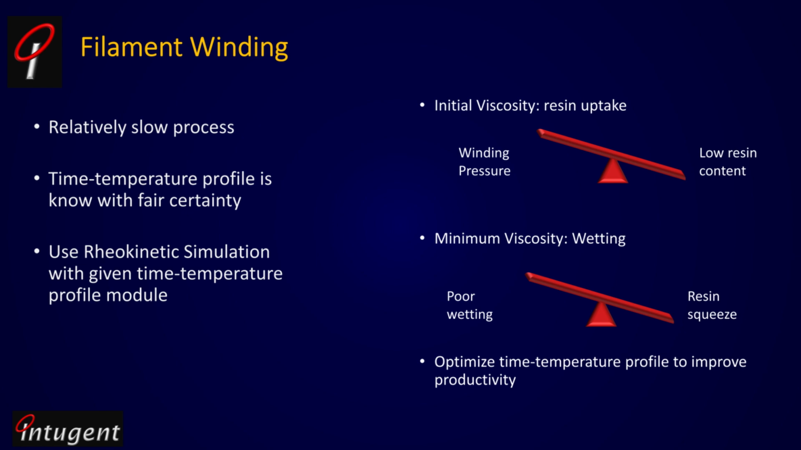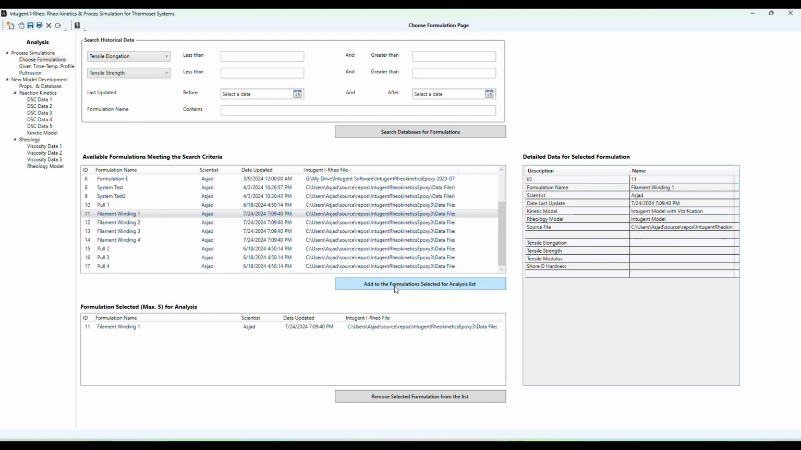In filament winding, key factors to watch are the initial resin viscosity and the minimum resin viscosity during the process. The initial viscosity dictates the winding pressure and the resin content, while the minimum viscosity dictates the quality of wetting and resin squeezing out. With I-Rheo, simulation is very simple and straightforward. Users do not have to know any math modeling.